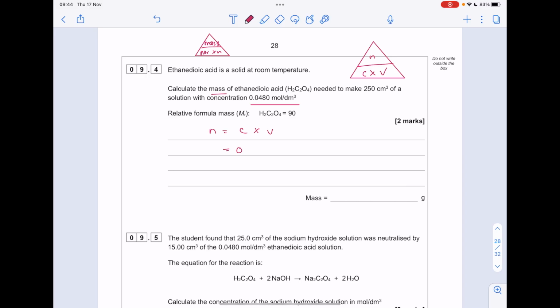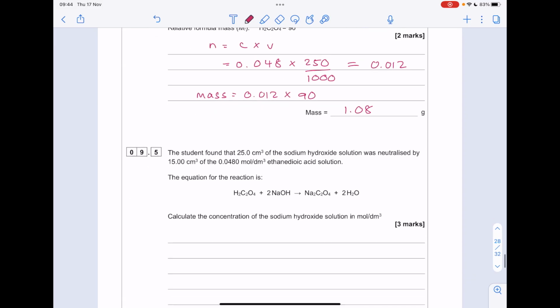Our concentration, we've been told, is 0.048. Our volume is 250 centimetres cubed. Be careful, that needs converting to decimeters cubed by dividing by 1,000. These questions are really tough, by the way. And now we're ready to find the mass of that acid by doing the number of moles, which we just calculated, times by the MR, which was 90. 1.08 is our answer. That's an awful lot of work for 2 marks.